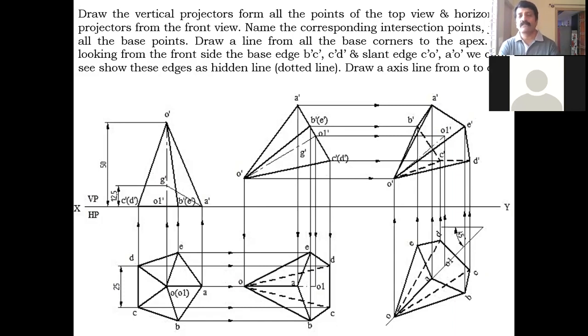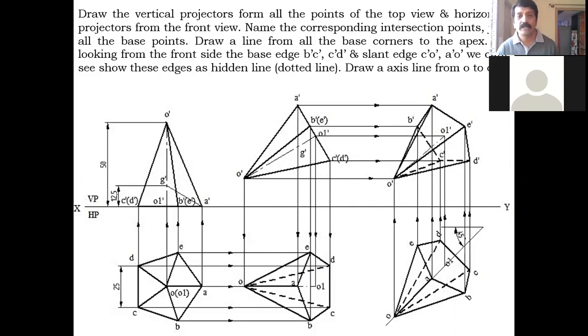Okay, the same example you try for the square pyramid also. Instead of 25 millimeter, you take 35 millimeter base edge, and axis 60 millimeter, and the same inclination, and try this out. Take this as the assignment: the square pyramid of 35 millimeter base side and 60 millimeter axis. Okay, you can consider that, and the remaining things remain the same, so you can do it.